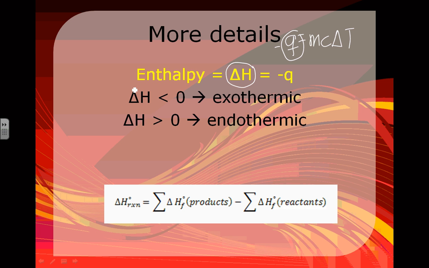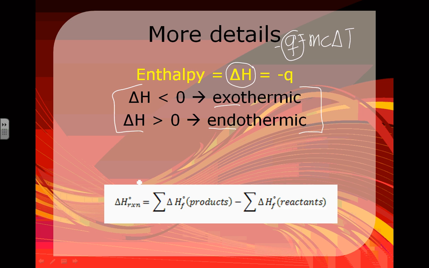Although what I'm going to talk about here is not true all the time, we will just consider this for the purposes of this section. If the enthalpy is below zero, and it's negative, it'll be an exothermic reaction. If it's above zero, it'll be an endothermic reaction.